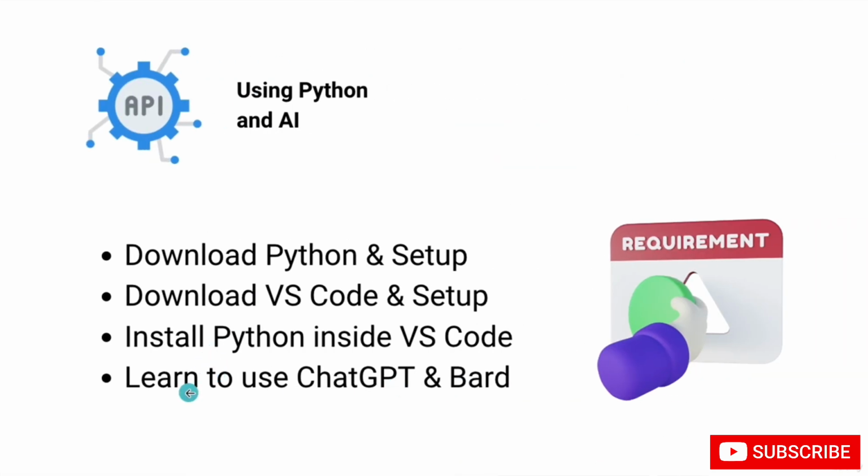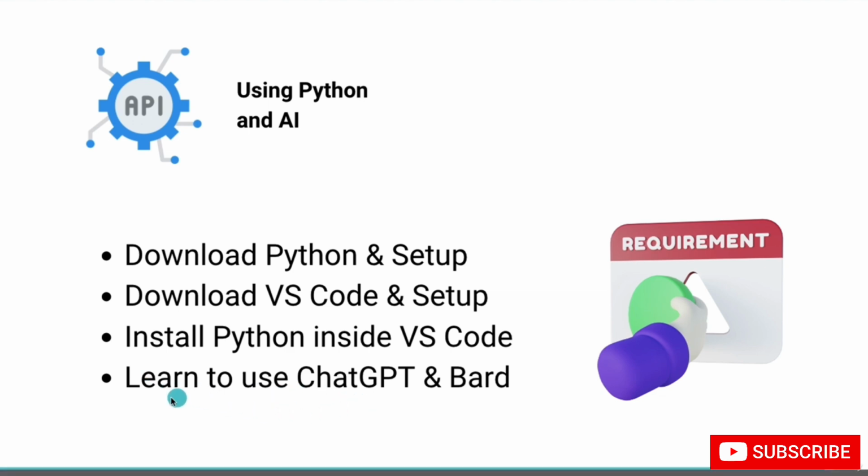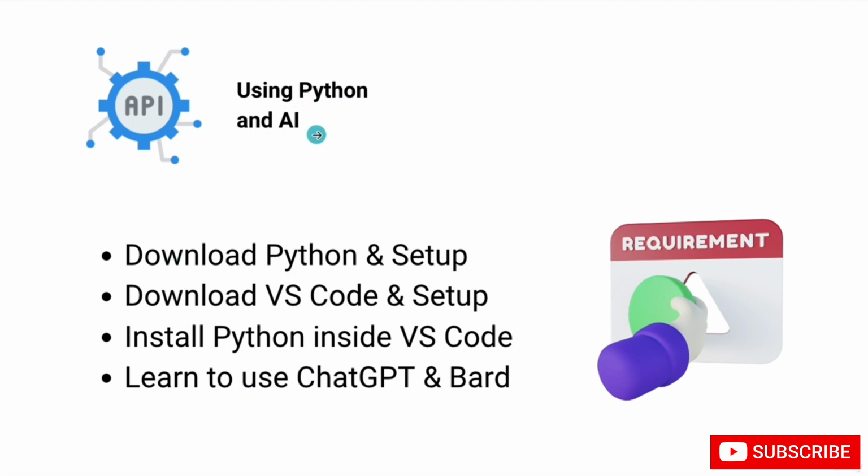In this way, you can fulfill the 4th requirement, that is to learn to use ChatGPT and Google Bard as well. Before you proceed further, I want you to kindly do these 4 requirements. Using Python and AI we can create APIs, right? To use Python you have to do these 3 requirements, and to use AI tools like ChatGPT and Google Bard you first have to understand how they work. So there are 4 requirements you have to do, and after that you can use Python and AI to generate APIs.